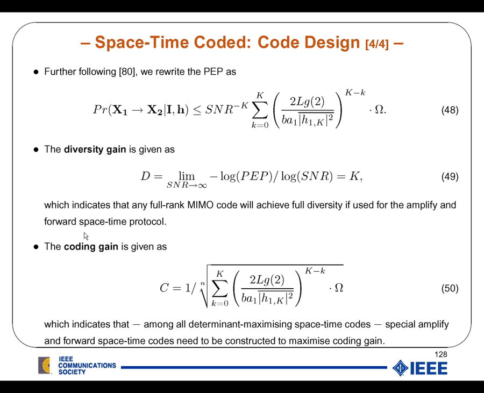Also, we can obtain from that equation the space-time coding gain, which is given with that equation 50 here. And that indicates that among all determinant maximizing space-time codes, we have to design special decode and forward codes which maximize the coding gain. The reason being that omega is within expression 50 here.